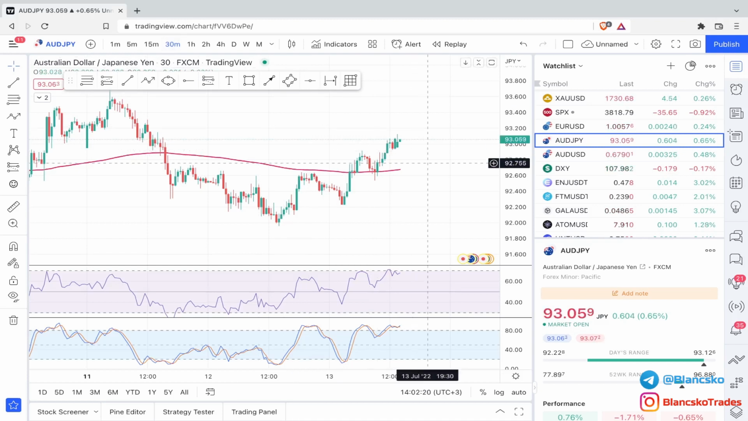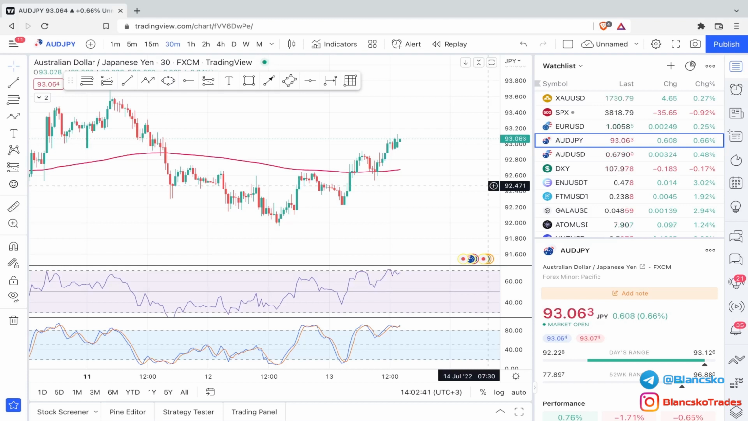The pairs that I recommend, well, AUD JPY, AUD USD, and GBP JPY are, in my opinion, the best pairs you could use this strategy on. Please avoid CHF pairs because they do consolidate a lot, and this strategy works very well on trending pairs, so take that into consideration.